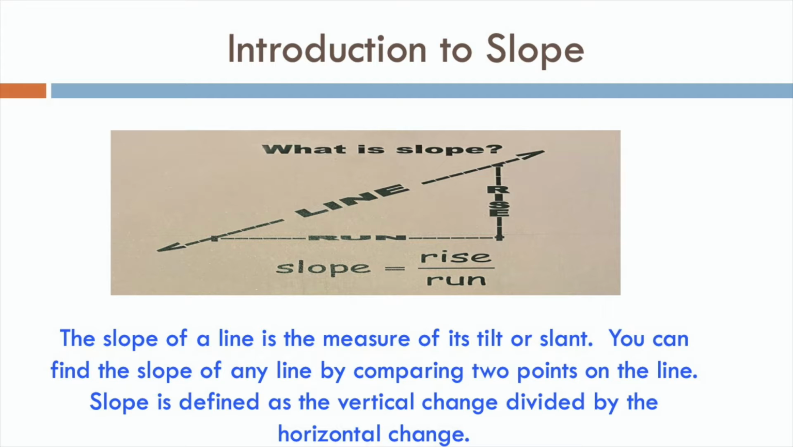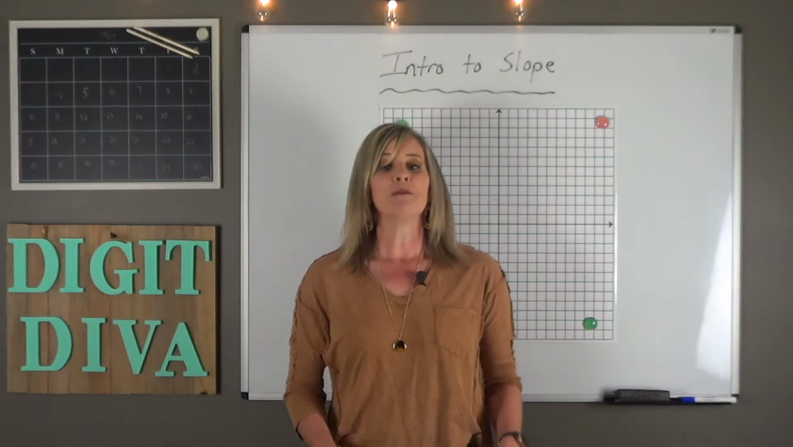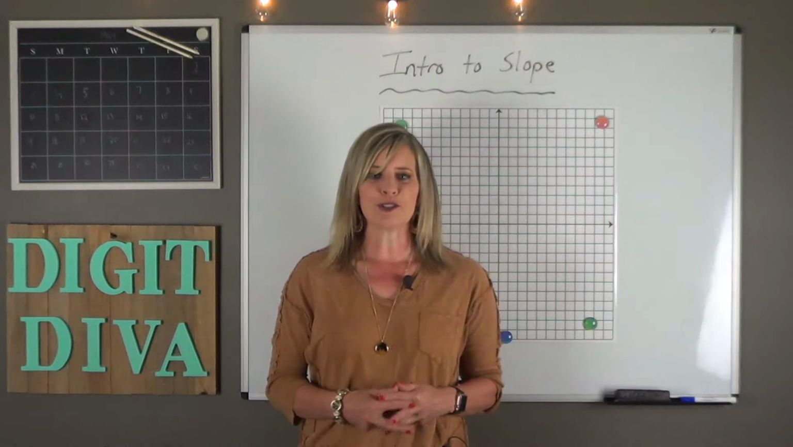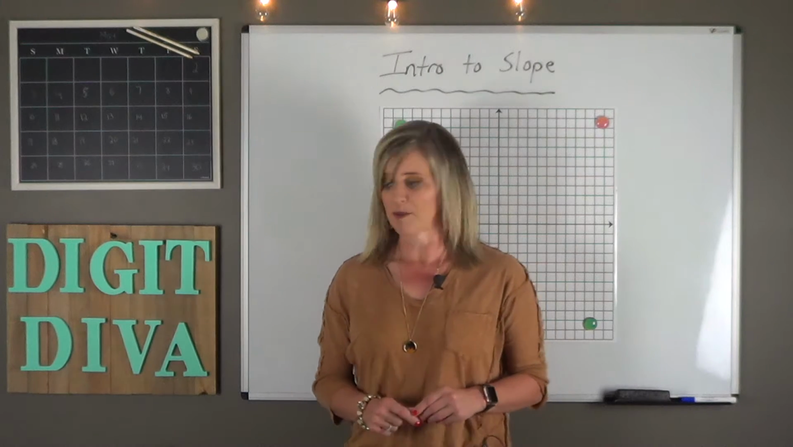Introduction to slope. The slope of a line is the measure of its tilt or slant. You can find the slope of any line by comparing 2 points on the line. Slope is defined as the vertical change divided by the horizontal change. So, before we get started, let me introduce you to the 4 types of slope.